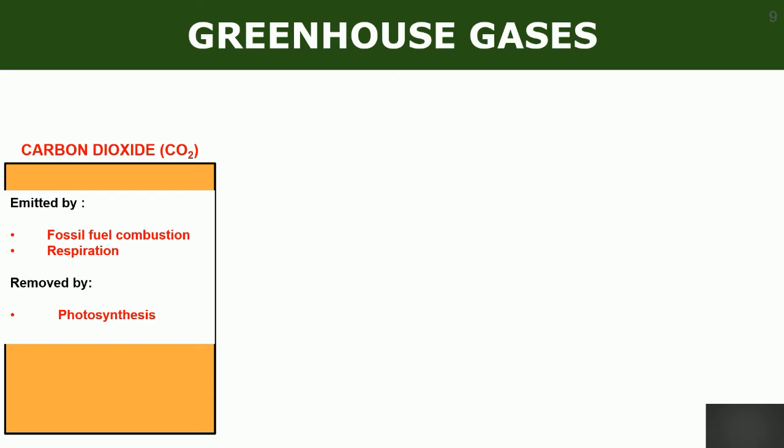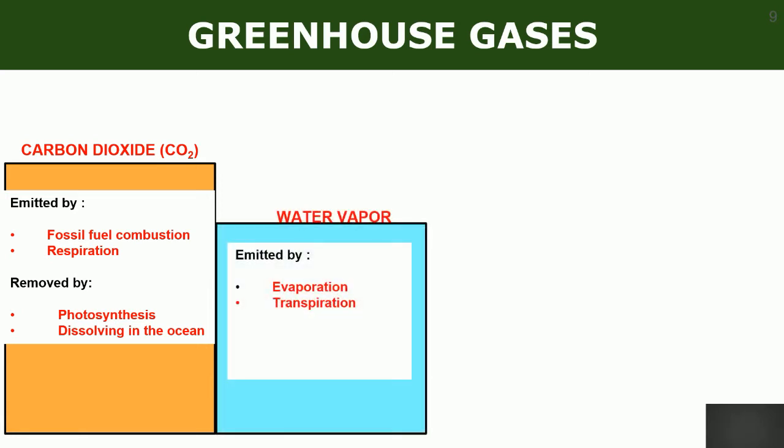So producers use photosynthesis to remove that CO2 to store energy from the sun in carbon molecules. And then the other thing that removes carbon dioxide from the air is the ocean. Again, because it's the biggest sink. That CO2 is just going to dissolve right into the ocean. So right behind that in terms of importance is water vapor.